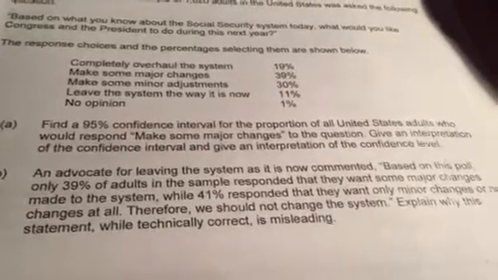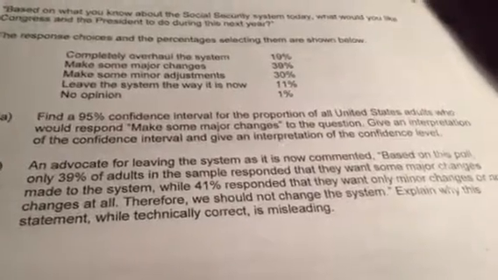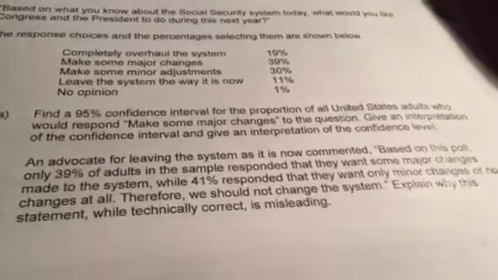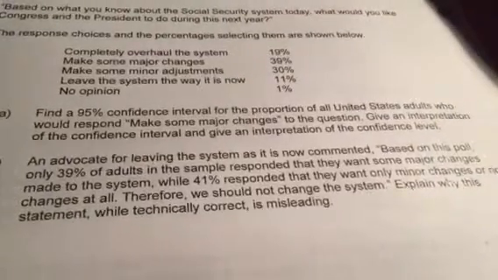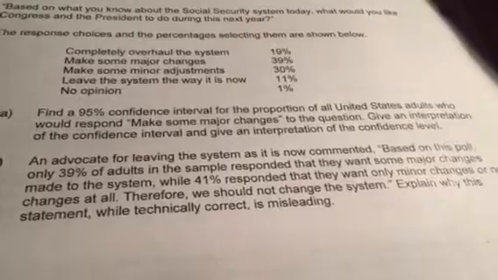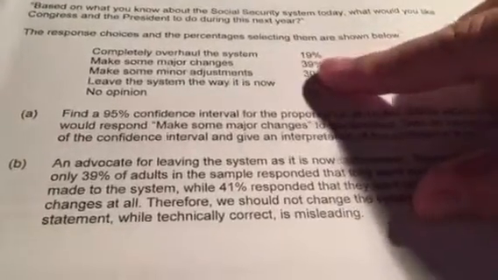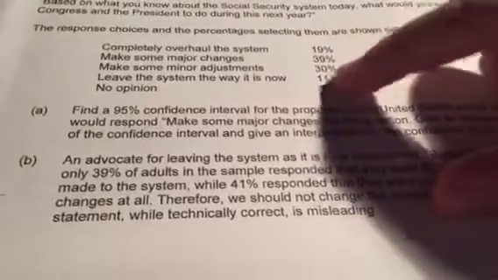So part A is asking us to find a 95% confidence interval for the proportion of all United States adults who would respond, make some major changes, to the question. Give an interpretation of the confidence interval and give an interpretation of the confidence level. So basically we're using this 39% up here as our reference point.